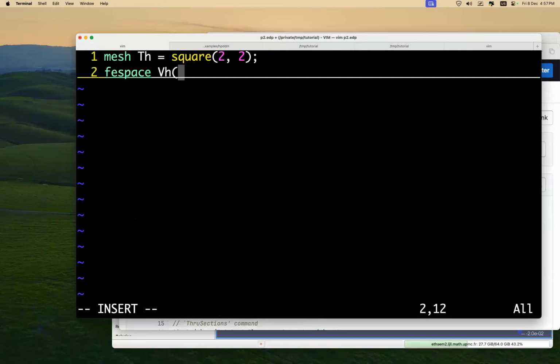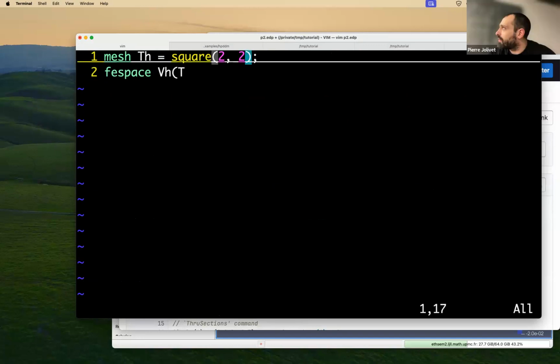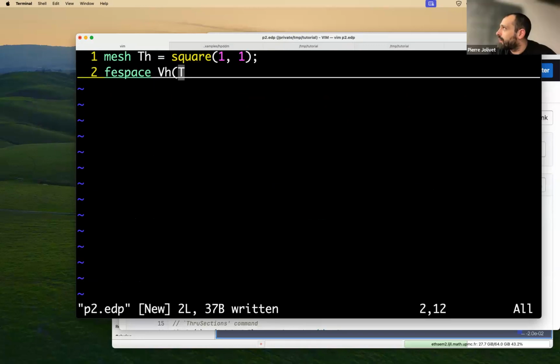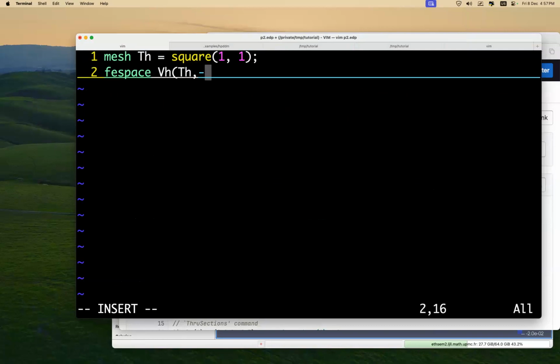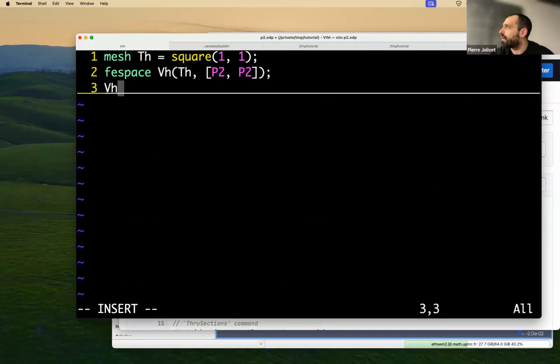If you made a square of 1, 1, yes, on a P2. You mean P2, P2 or just P2? Yes, P2, P2. Okay, then you can have anything.